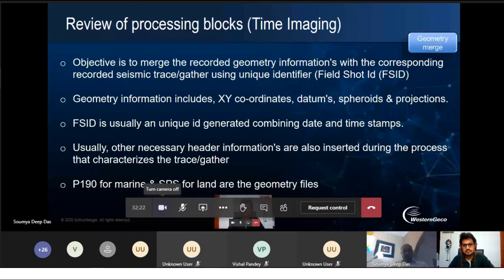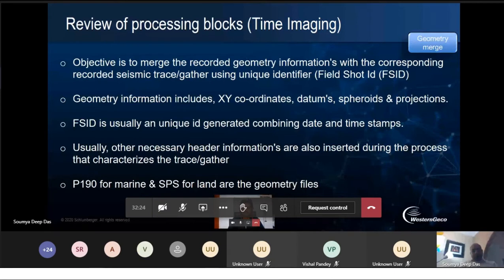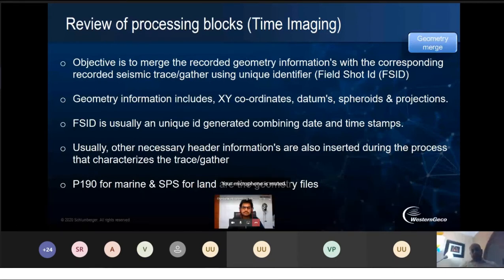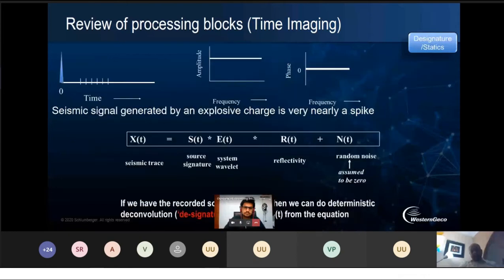Going to designature and statics, to start with, as we all know, when we start an acquisition, we put a source, and the source simply generates a spike, that's it. And that spike convolves with the system and the reflectivity, and the noise is added, which gives us the trace. Within this, we want to extract the reflectivity, this component.